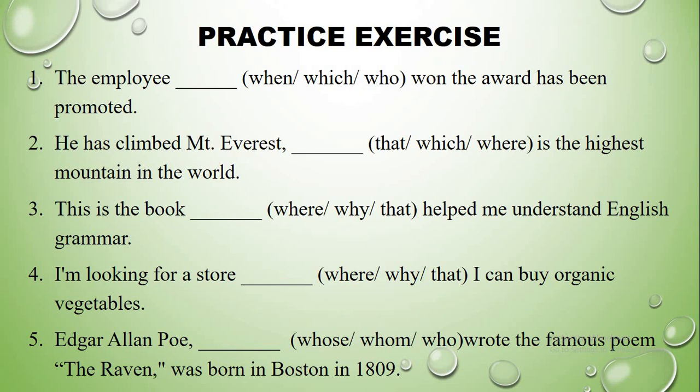Number 5, Edgar Allan Poe dash wrote the famous poem The Raven, was born in Boston in 1809. So Edgar Allan Poe is a person. So automatically we use the relative pronoun who.